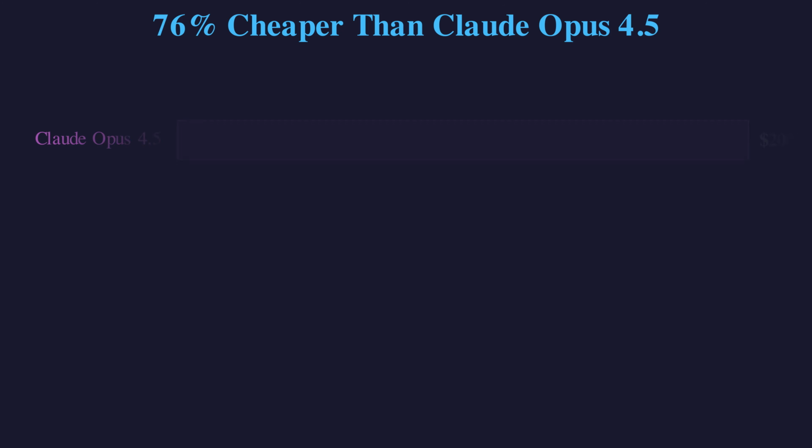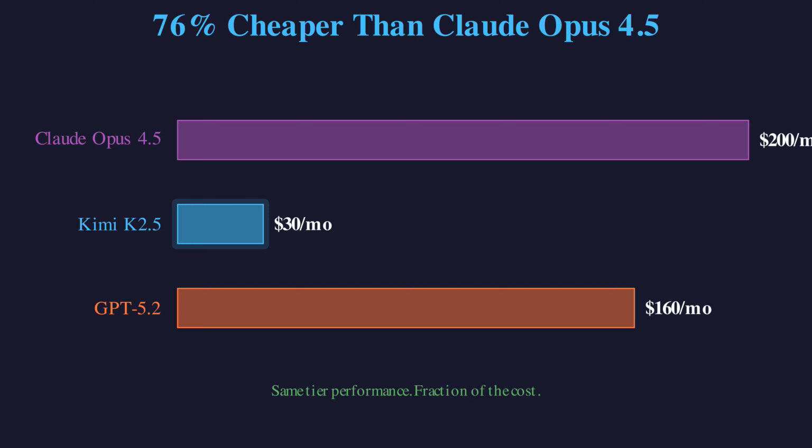Of course, performance without affordability is just a benchmark trophy that sits on a shelf. So let's talk about what this actually costs to use. Claude Opus 4.5 runs about $200 a month. GPT 5.2 is around $160. Kimi K2.5 through Moonshot's API costs just $30 a month, which is 76% cheaper for performance that's in the same tier.